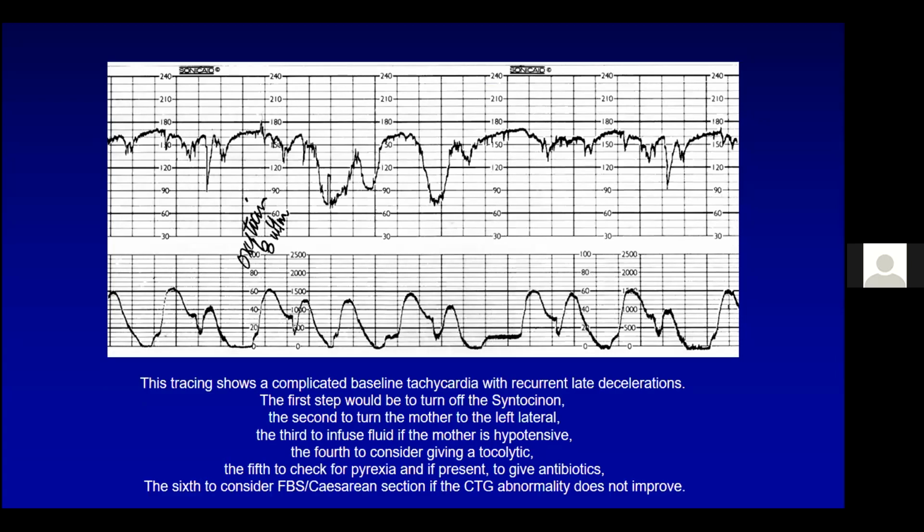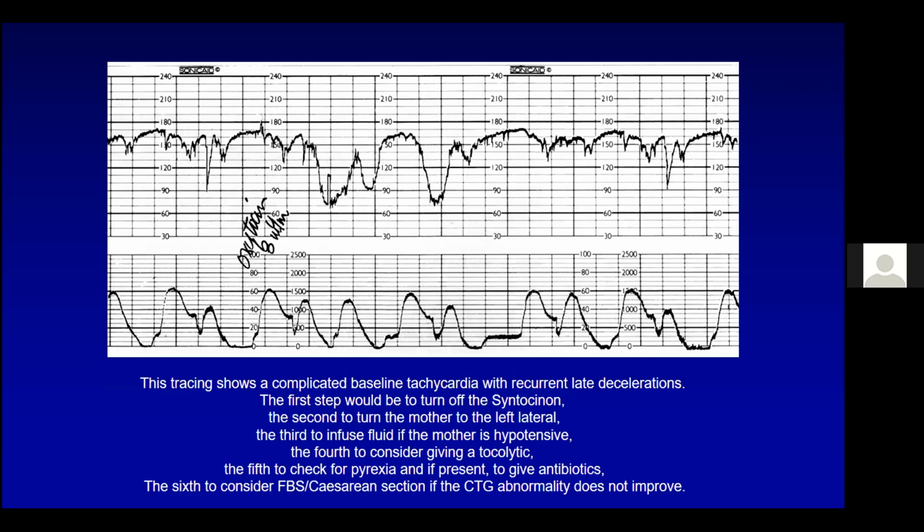And you need to turn off oxytocin, put the patient in the left lateral position. You need to infuse fluid if she's hypotensive, give a tocolytic. We're using salbutamol, colleagues, to check your maternity care guideline, but you can use 250 micrograms of salbutamol and mix it with normal saline. And then also you need to check if the mother is pyrexial, so that you can give antibiotics to the mother if it's necessary. And then you prepare for the Caesar.